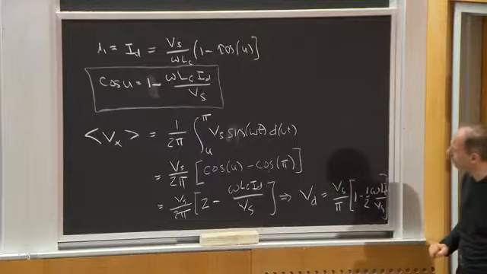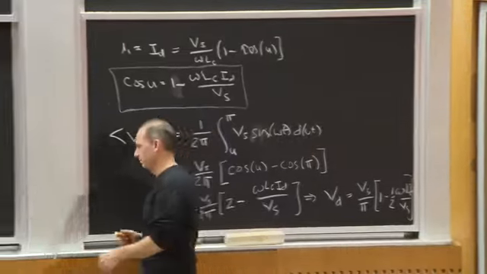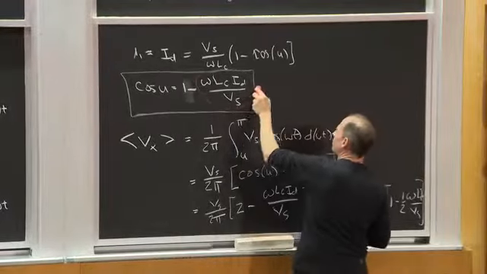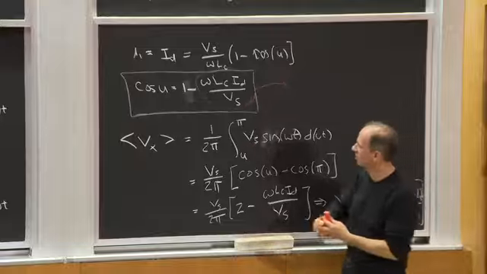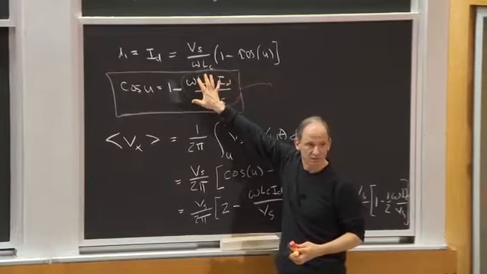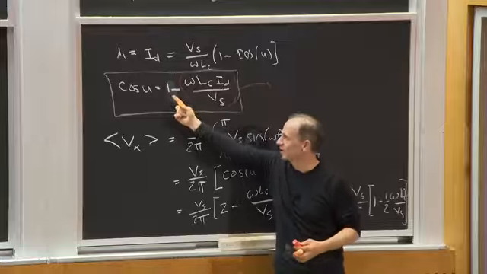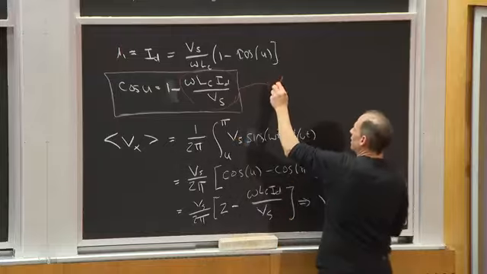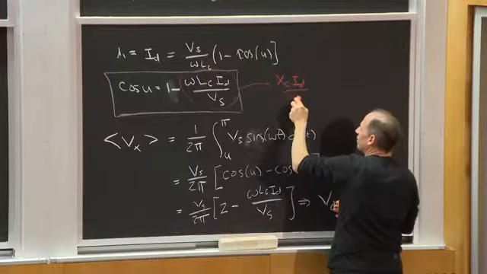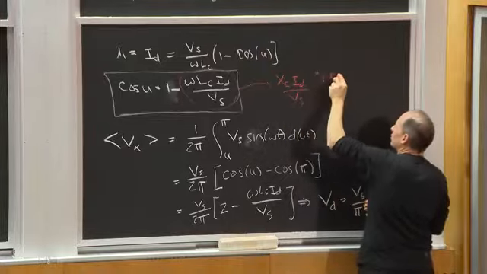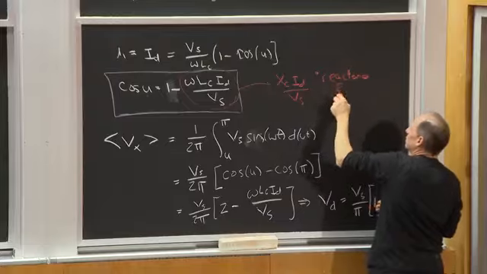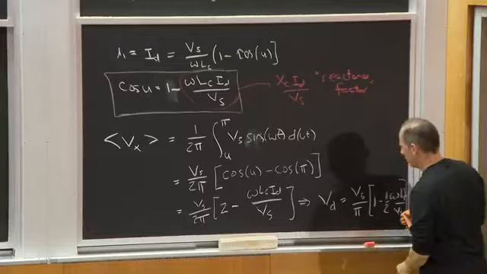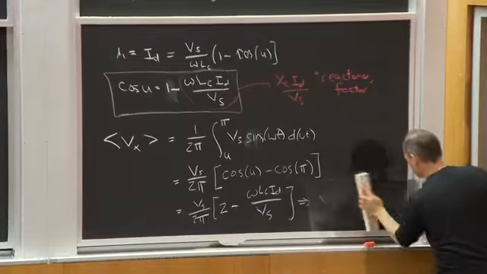Okay? By the way, this comes up all the time in these kind of rectifier applications. This is a unitless expression, right? I'm subtracting it from 1, so it better be unitless, right? Omega LC ID over Vs, or we might write it as XC ID over Vs, is known as the reactance factor. Right? And actually, let me just rewrite this because it's a mess.